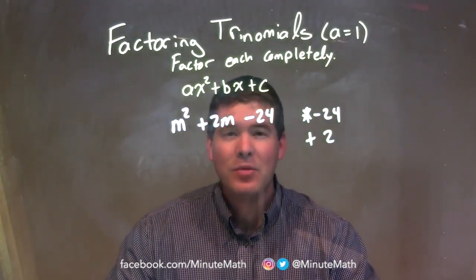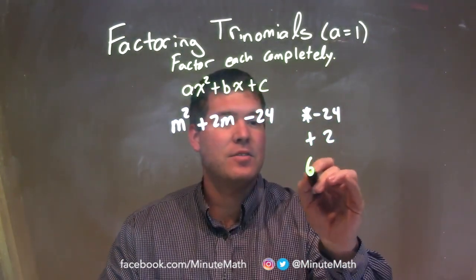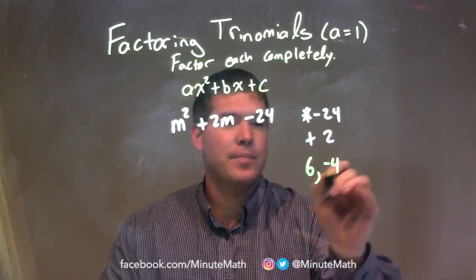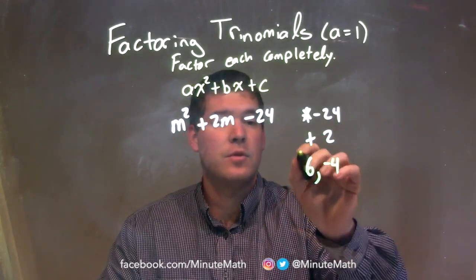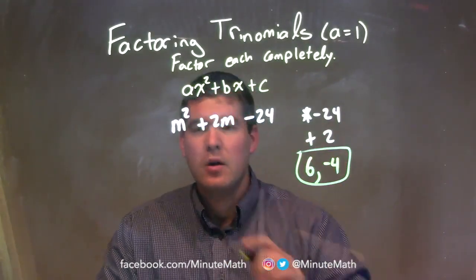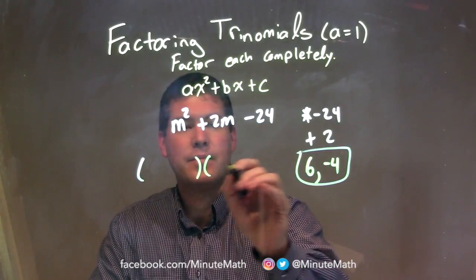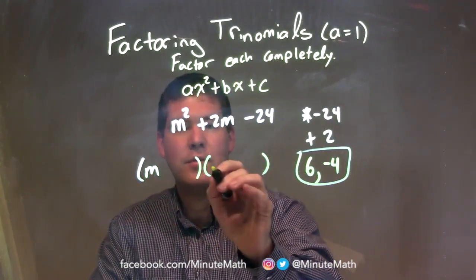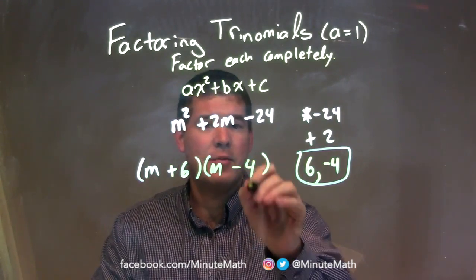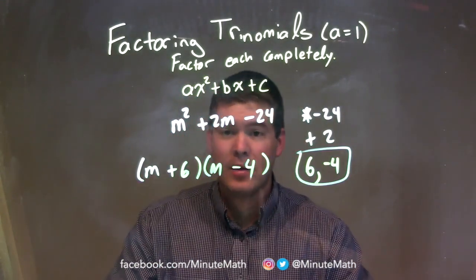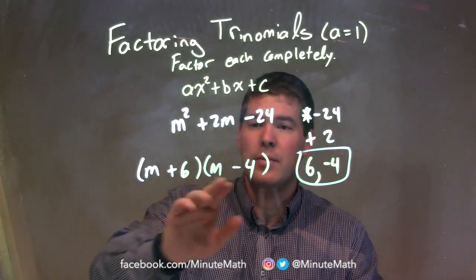Okay, and what I'm thinking about here is a positive 6 and a negative 4. 6 times negative 4 is a negative 24, but 6 plus negative 4 is a positive 2. So I'm going to break this out in factored form here. My two parentheses, my m values, my variables. I have m plus 6 and then m minus 4. And there we go.